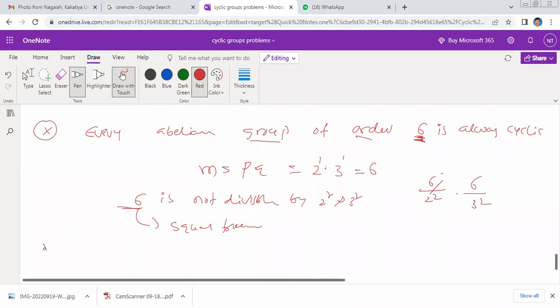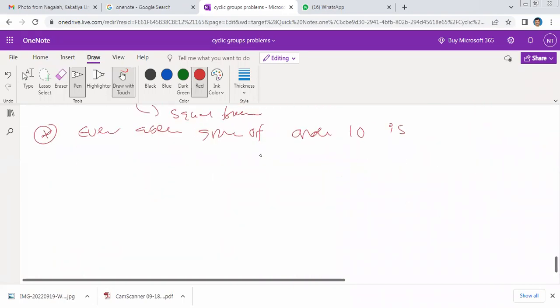ఒకవేళ 10 తీసుకున్నాం అనుకోండి, చెప్పండి, every abelian group of order 10 సైక్లికా కాదా? It can be written as prime factors, 2 into 5 వస్తుంది. Yes, 10 does not divide 2 square, and 10 does not divide 5 square. 25 అవుతుంది కాదు, కాబట్టి it is a cyclic group.